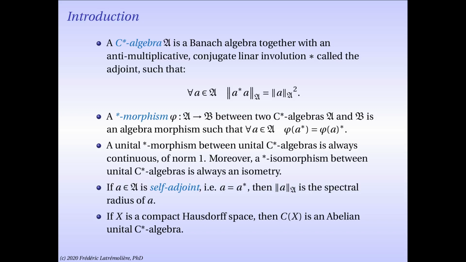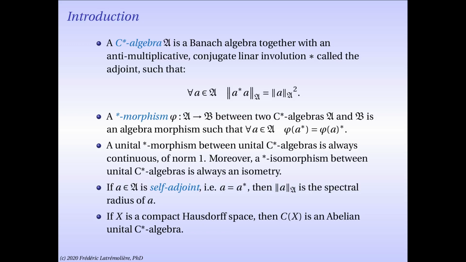A star morphism between two C-star algebras is an algebra morphism which intertwines the adjoint operations. A unital star morphism between unital C-star algebras is always continuous and of norm 1. Moreover, a star isomorphism between unital C-star algebras is always an isometry.